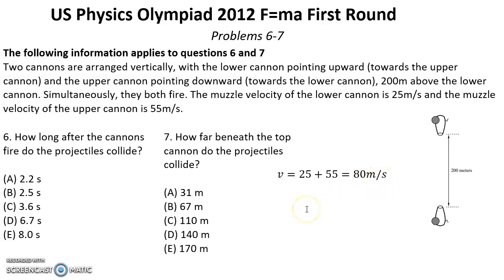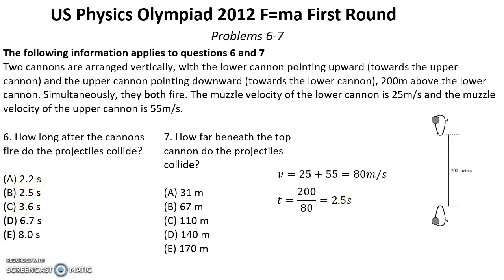And to find the total time, we need to divide the full distance by this relative velocity. That will be 200 over 80, which is 2.5 seconds. That's answer B, the correct one.